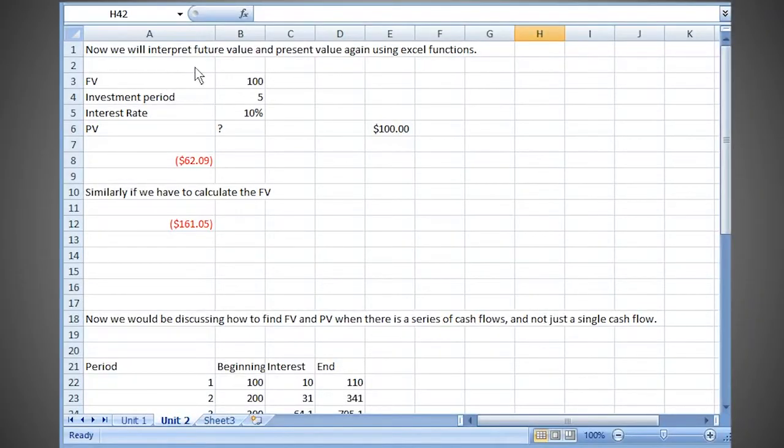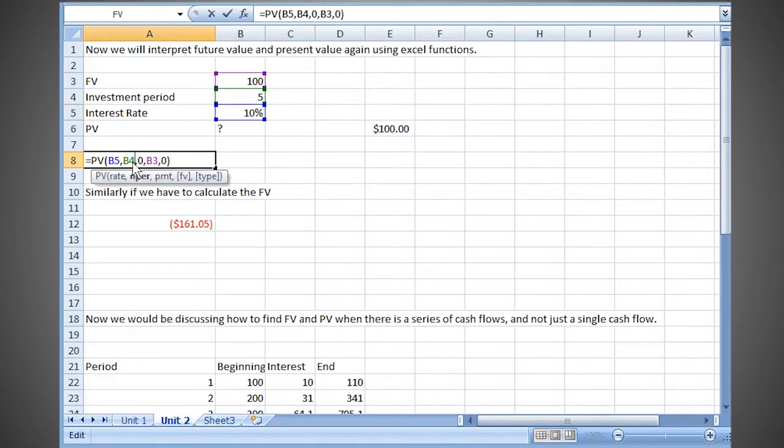In this, we will interpret future value and present value again using Excel functions. Suppose face value is 100, future value is 100, investment period is 5, interest rate is 10%. We need to calculate the present value.